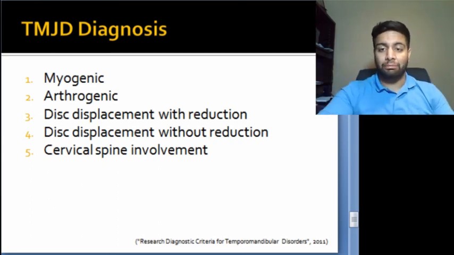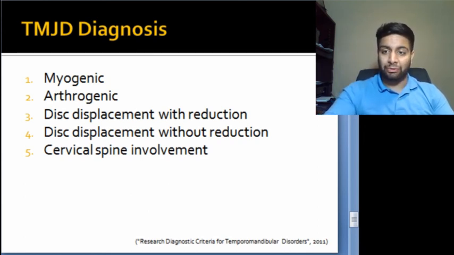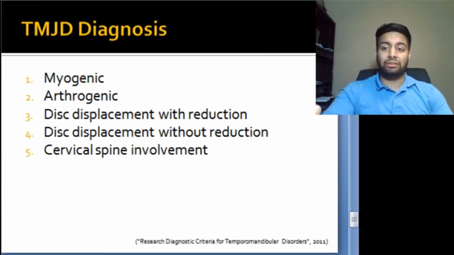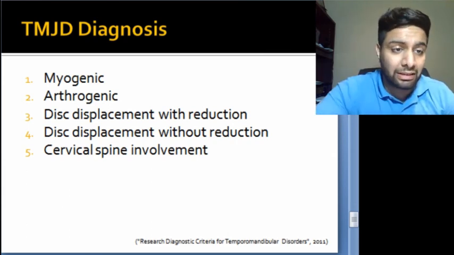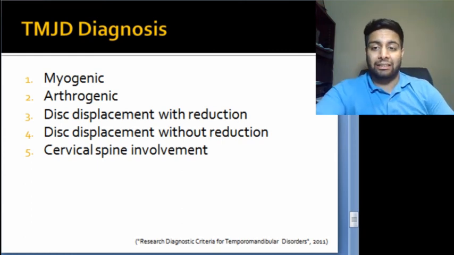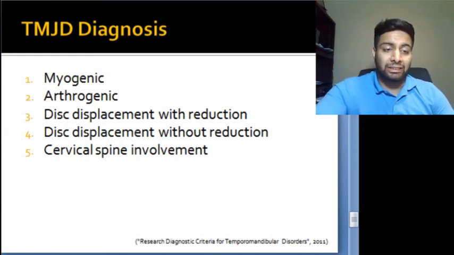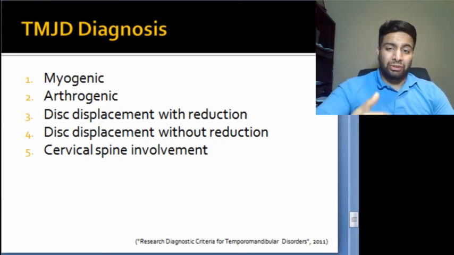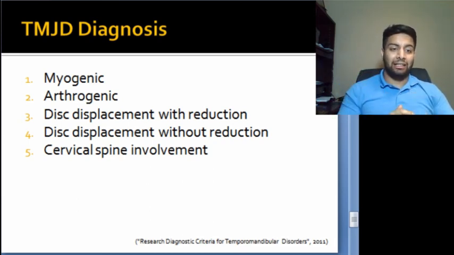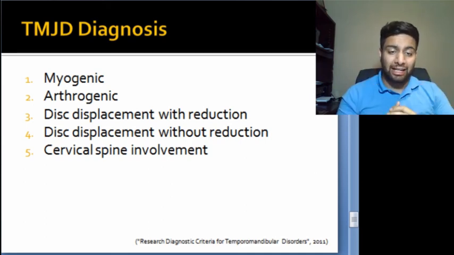So you have your myogenic, your arthrogenic, your disc displacement with reduction, your disc displacement without reduction, and your cervical spine involvement. Essentially, the myogenic, first of all, may be present with or without limited mouth opening, and is often associated with bruxism, which is the grinding of the teeth. It's often confirmed with palpation of the muscles, and it produces pain referral and responds to soft tissue treatment techniques.